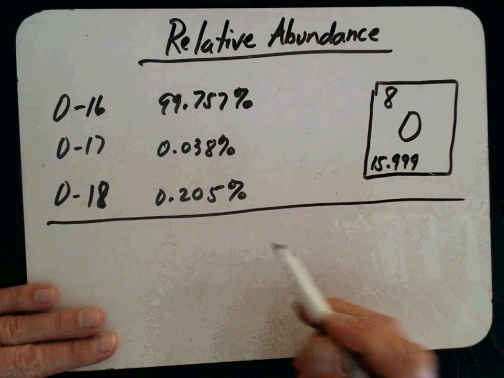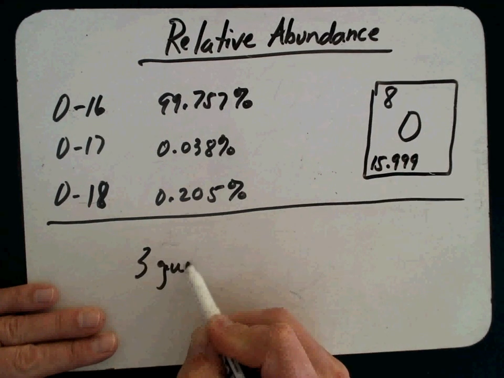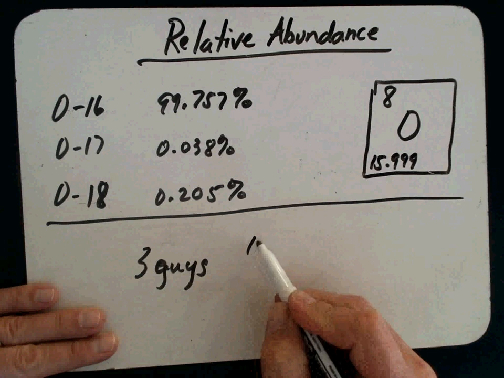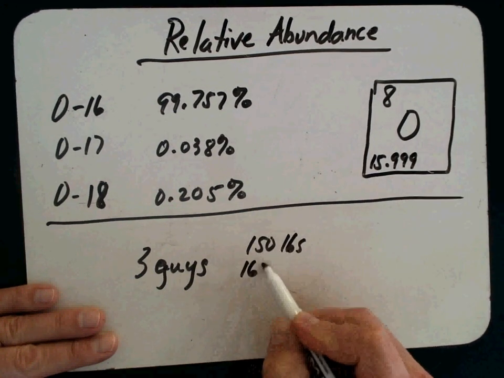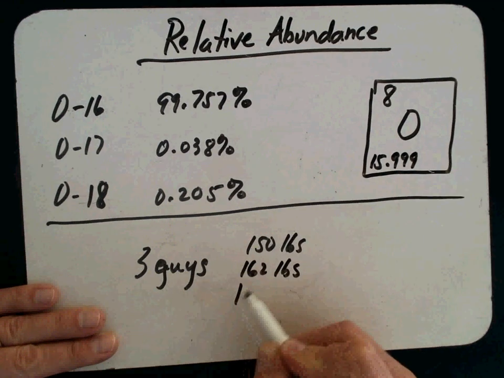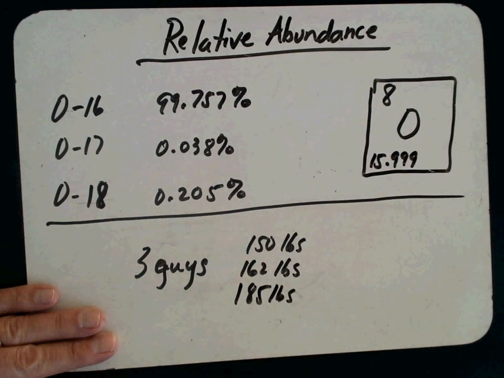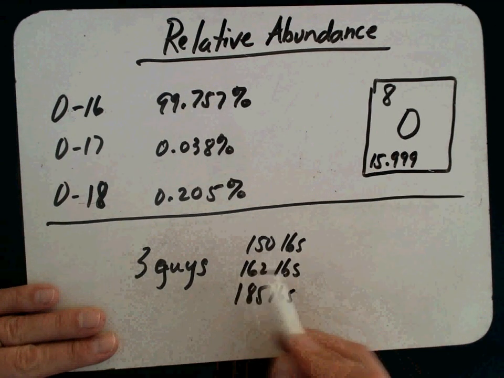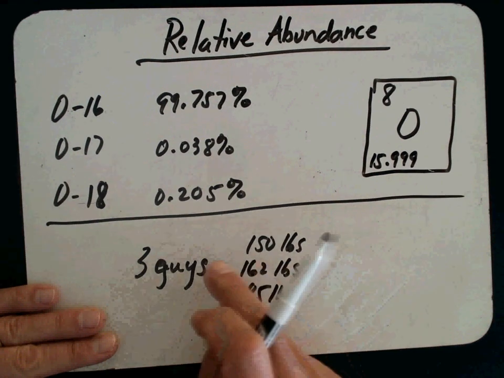Now let's pretend on another example that I had 3 guys and I wanted to know how much their average weight is. So I asked them their weight. One guy says I weigh 150 pounds. Another guy weighs 162 pounds. And the other guy weighs 185 pounds. If I want to know the average, what do I do? Add their weights, get a grand total, divide by 3. Do any of these guys weigh the average? Probably not. It's going to be somewhere in between all of their weights.